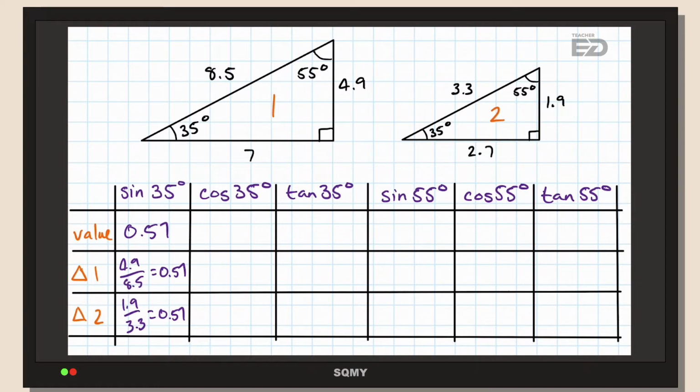And if you do this with all of the angles and all of the ratios, you will find that they are all about equal. So go ahead and pause the video here and see if you can fill out the rest of this table.